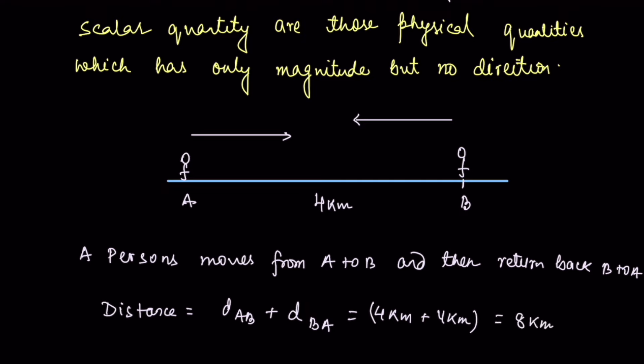So here, distance doesn't depend upon direction, because whether it is going from A to B or B to A, the direction is changing, but we will not consider the direction. So distance is always added, it is never subtracted. This is the second point of distance.